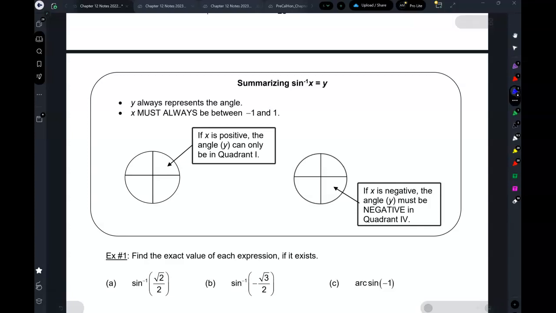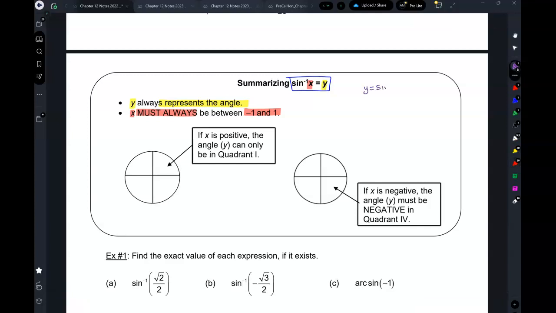So, you have y equals inverse sine of x. Y is always going to represent the angle. So y is the angle. The answer to the inverse sine is always the angle. This x must always be between negative 1 and 1. Okay? So now you're going to have something like this.